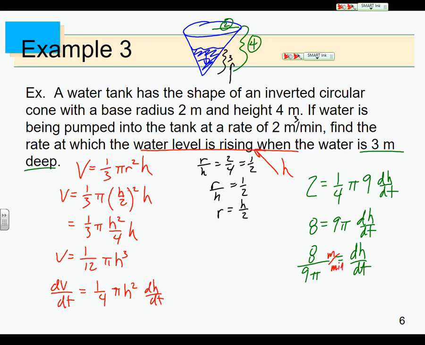Meters per minute, because that's what I measured height in, and then that's what I measured time in. Okay, so the water is rising at this rate. So a little bit of substitution on there, but I don't think it's anything terribly new that's going to be hard for you to work through.